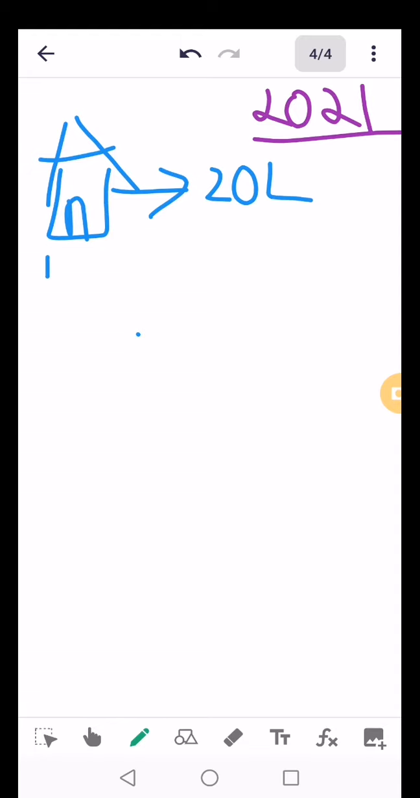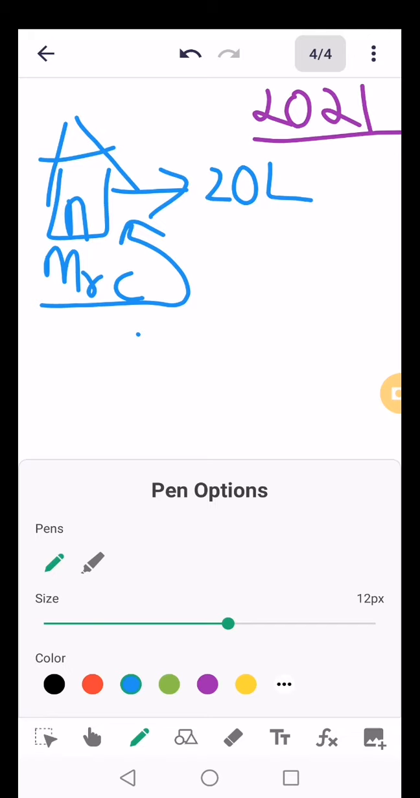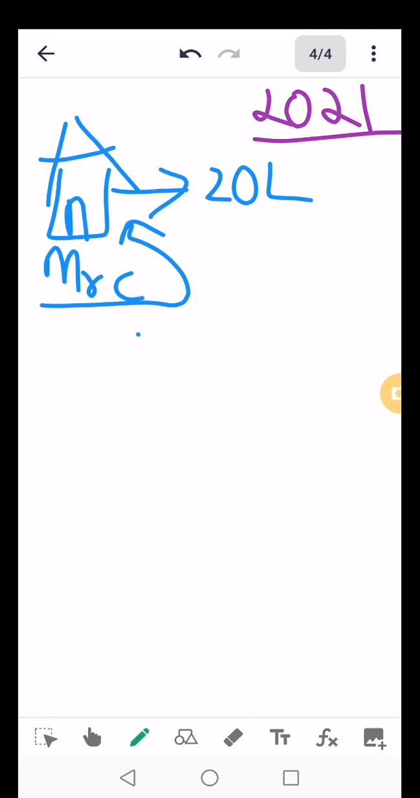I find Mr. C, who is in love with this house, and Mr. C wants to buy this house. But he doesn't have a sufficient amount. He cannot pay me this 20 lakhs. So in this case, I tell him, don't pay me the entire 20 lakhs. Instead, you take a loan from me. The way I am paying to the bank, you pay to me.